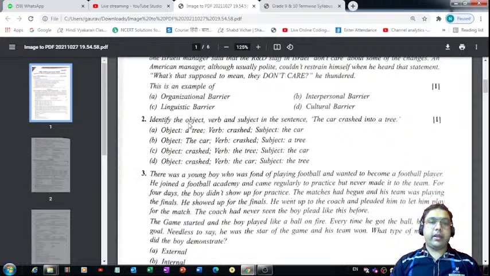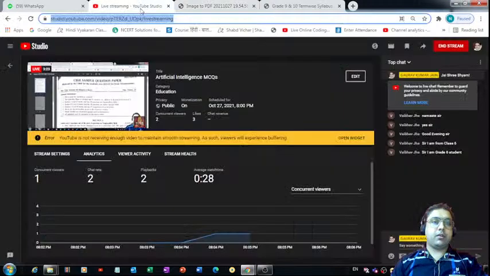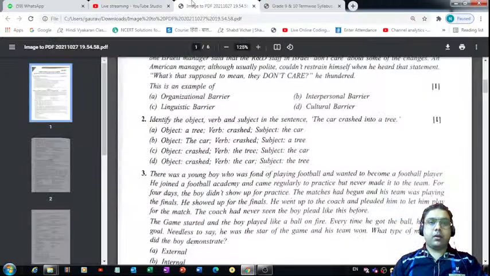It says identify the object, verb, and subject in the sentence. The sentence given to us is: the car crashed into a tree. It's very obvious that over here we have 3 things in the sentence: car, crashed, and tree. Now you tell me what is the correct option out of these 4 given to us. Okay, let me help you with the correct answer. The correct answer of this one is A. You know why? Because tree in the sentence is the object, crashed is the verb, and the car is the subject in this sentence. So A is the correct option.